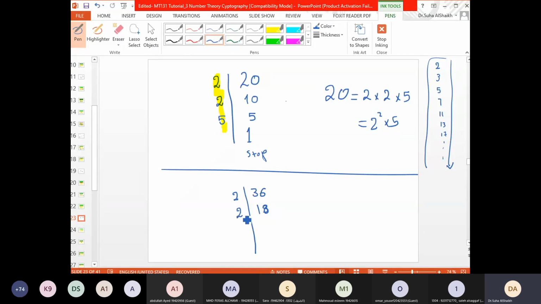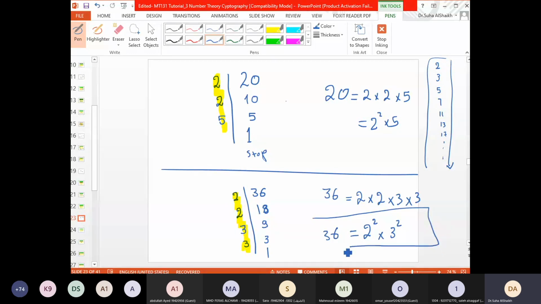Divisible by 2 again? Yeah, again it's divisible by 2. And what will be the result? 9. Divisible by 2? La. Divisible by 3. And the result is 3. Divisible by 3. And the result is 1. And we stop here. And here we go. Then I will have the 36 is equal to 2 في 2 في 3 في 3, equal to 2 to the power 2 multiplied with 3 to the power 2. This is the prime factorization of 36. Good.